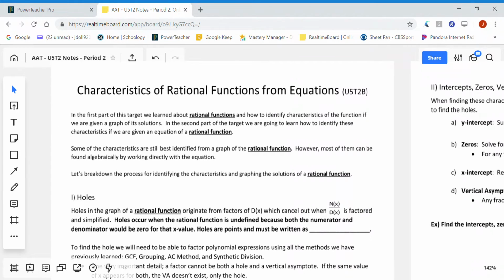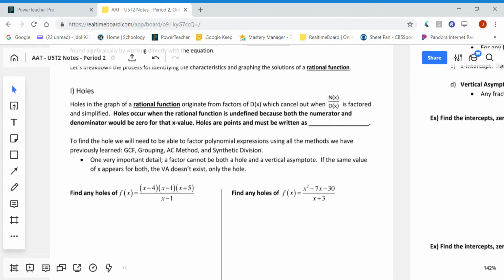So the biggest thing in Part 2, Target 2B, is that now we're going to start finding these characteristics algebraically rather than just being given a graph and finding them. So let's start with holes. We know a hole is a point where the rational function does not exist, and what causes this in the equation is when a factor cancels in the numerator and denominator.